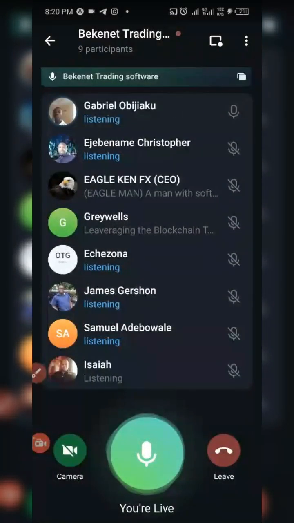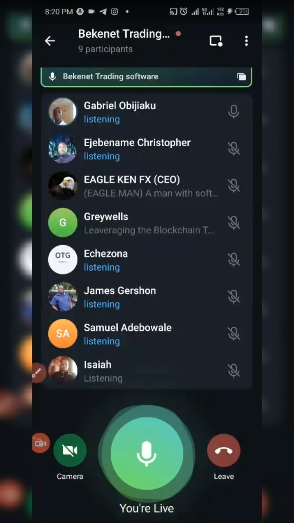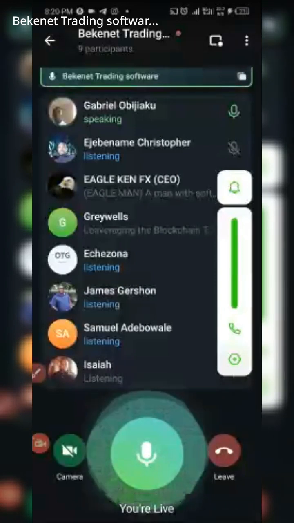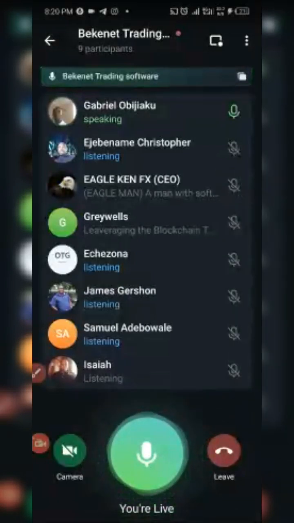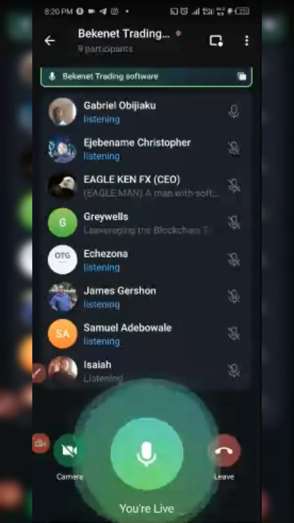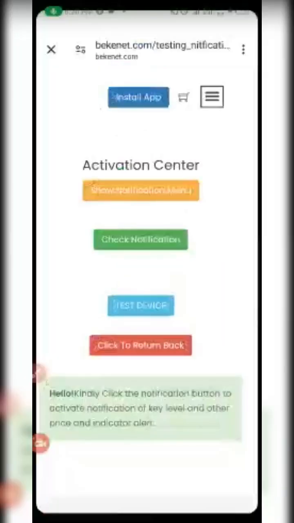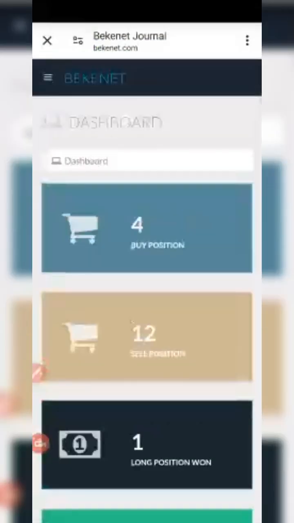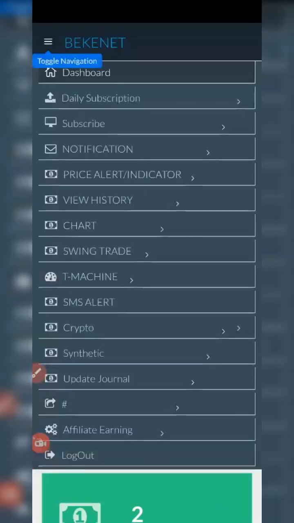Hello, sir. Go ahead. Somebody that subscribed for pay as you go, how can the person be checking this thing manually? You can't. The only way you can do it manually is by checking your dashboard every one hour, because the system gives you signal with time. It generates the time that it drops its signal.